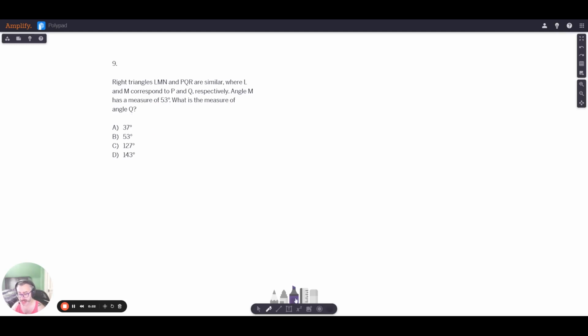So reading through this text, I'm noticing that there's a lot of key vocabulary. First of all, we've got right triangles, which are similar. We've got some points that correspond to each other respectively. Let's break down the meaning of this. So first of all, we should know what a right triangle is. A right triangle is a triangle with a right angle in it.